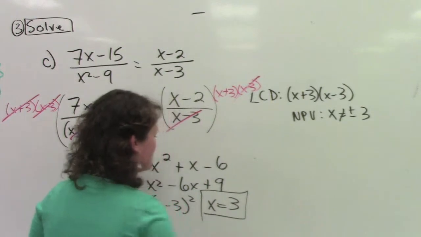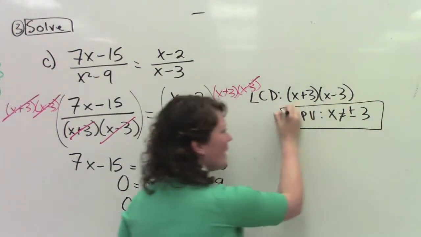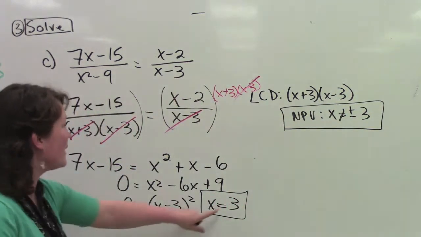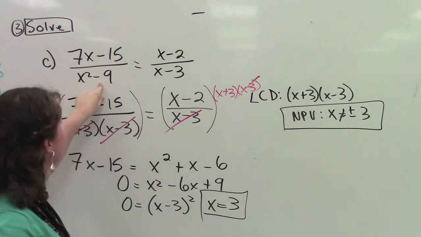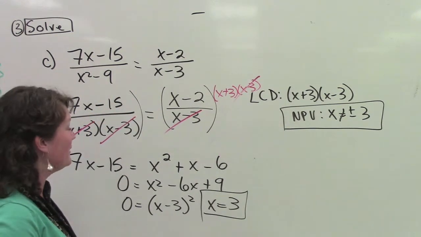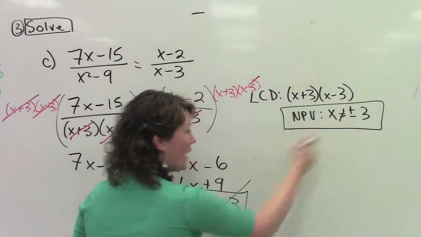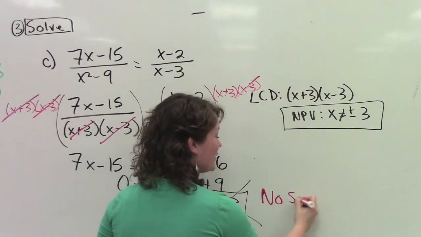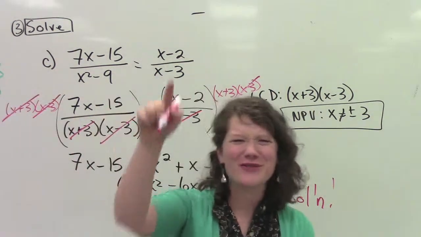We said that x equals 3, right? But in our non-permissible values, we know that x cannot equal positive or negative 3. Because if x equals 3, that will bring this and this denominator down to, well, it'll bring it to 0. So that's no good. Since x cannot equal positive 3, there's actually no solution for this one. Woohoo! So we did all that work for nothing!